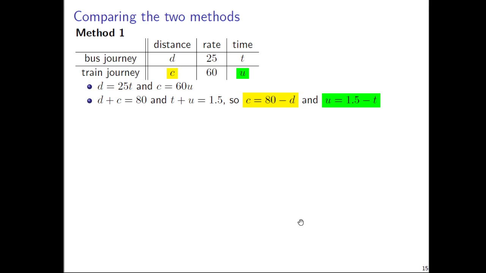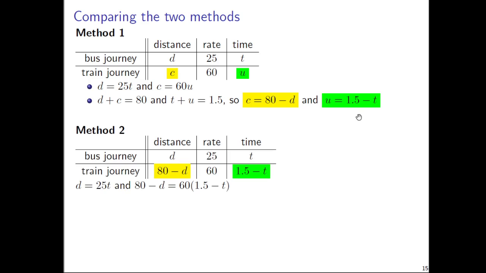But just to compare and connect the two methods, either you create distance variables d and c for the bus and train, and time variables t and u for the bus and train, and you do things like, say, d plus c equals 80 and t plus u equals 1.5. So then when you solve for c and u, the distance on the train and the time on the train, you get things like c is equal to 80 minus d and u equals 1.5 minus t.